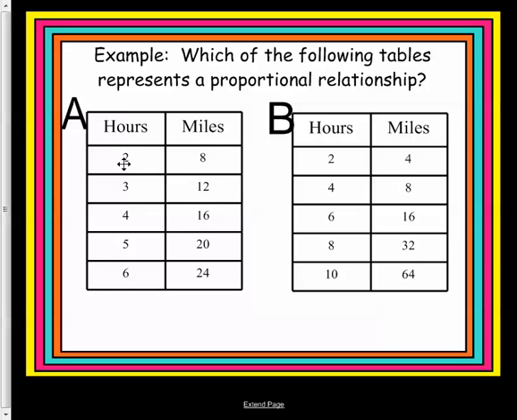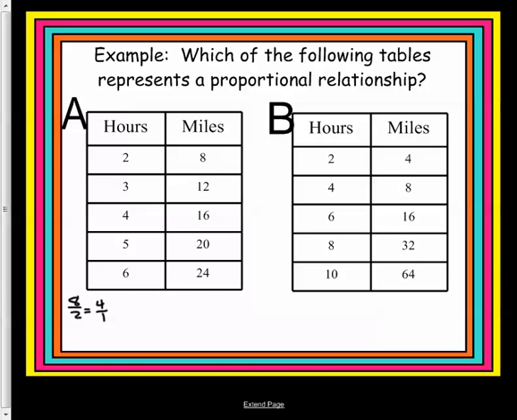If we simplify this, 2 hours for 8 miles, and we go through it, how many miles are we going in 1 hour? Well, that would be 4. So go ahead and see if all of these are going to be a constant ratio.